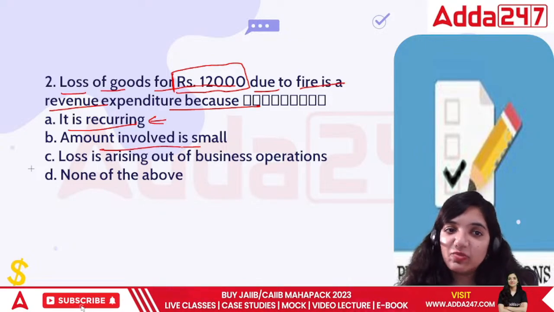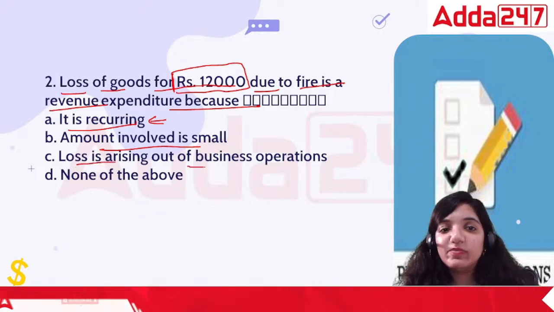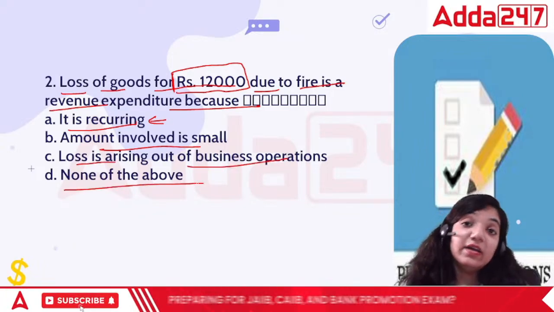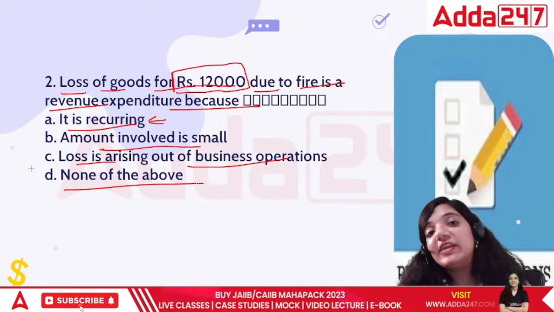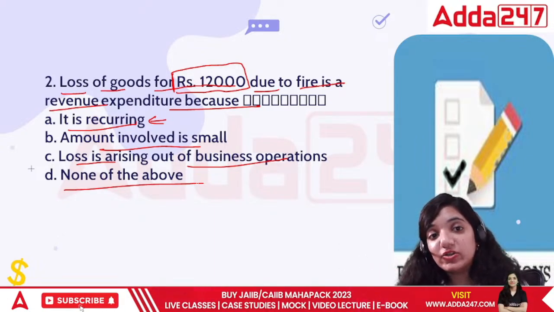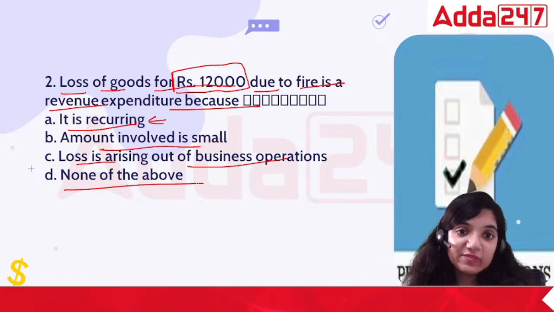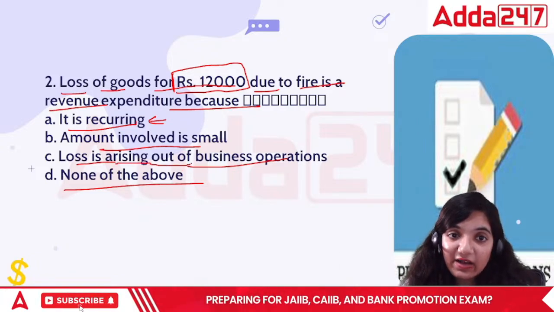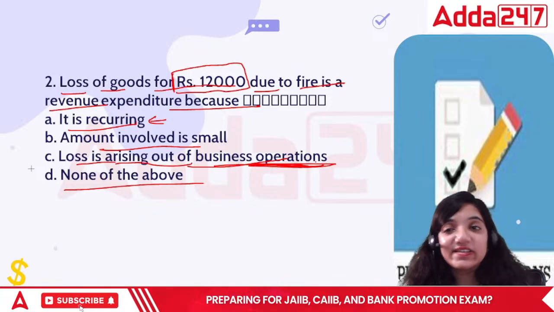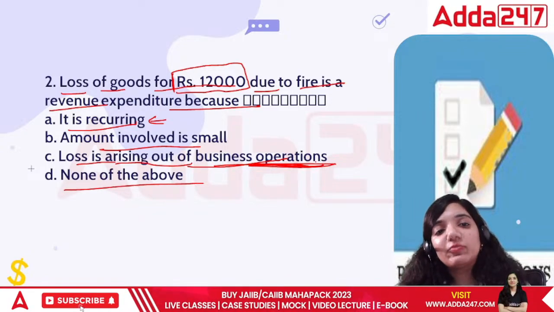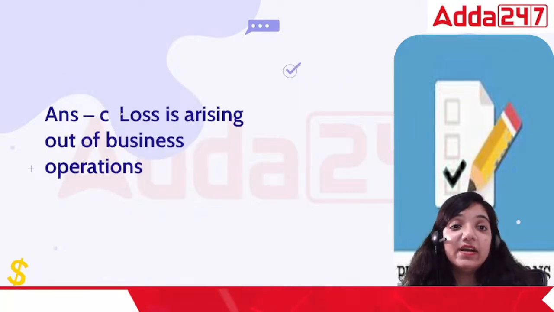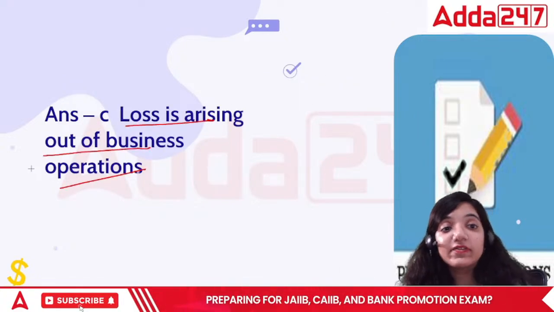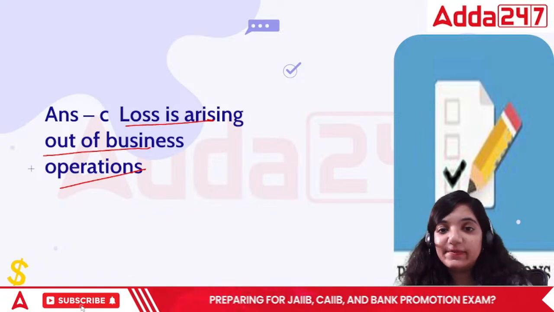It is very small in amount, or losses arising due to business operations, or none of the above. Revenue expenditures are those which are day-to-day business. Goods are day-to-day business for the organization. So the loss portion is basically what? This is arising out of business operations. Because we are doing the business operations, that is why it is coming up. So in this case, the correct answer would be loss is arising out of the business operations. Right?